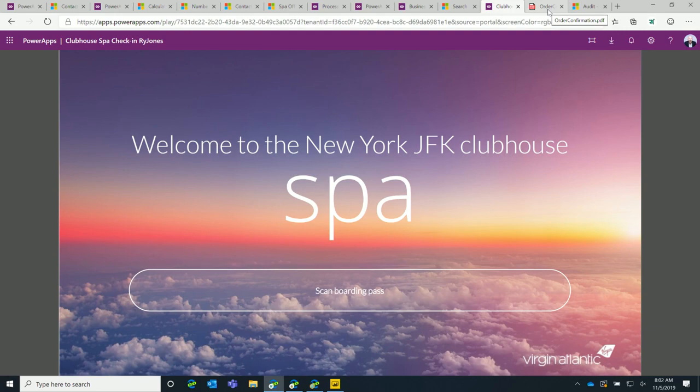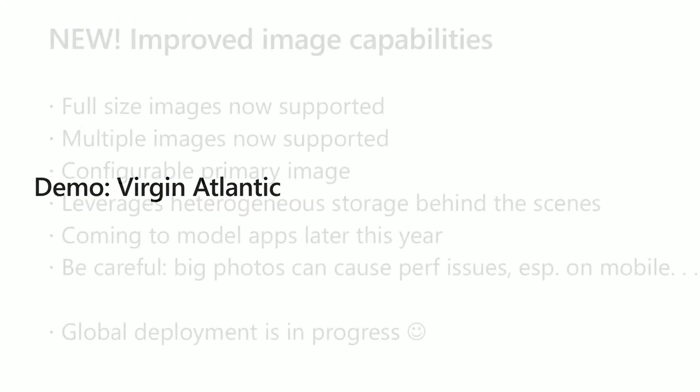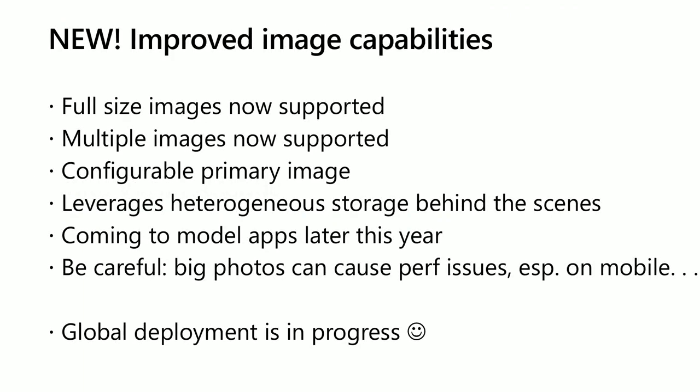So now let's proceed with some of the new stuff. The first thing that's new, improved image capabilities for Common Data Service. We now have support for full-size images. So no longer will you upload a beautiful full-size high-resolution image and we size it down to a 144 by 144 pixel square. We allow you to now configure multiple images on a given entity. You can configure which image on the entity is the primary image. And behind the scenes, we leverage heterogeneous storage for this.